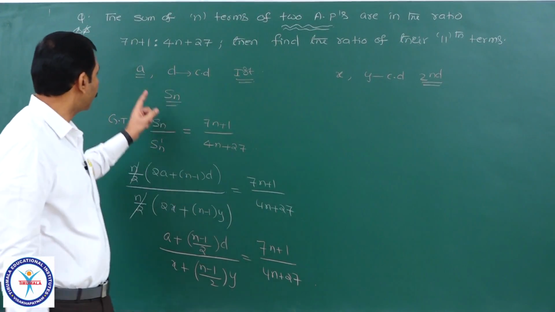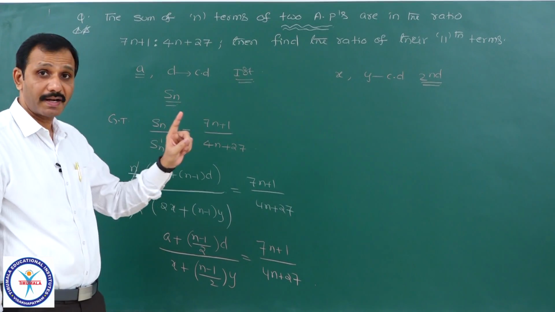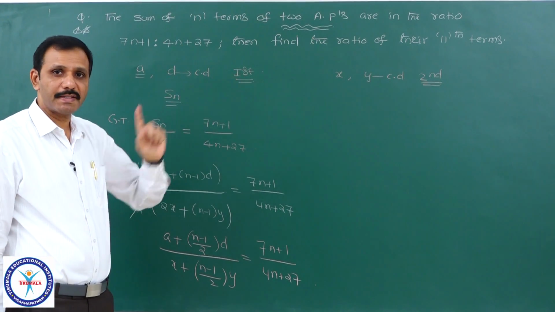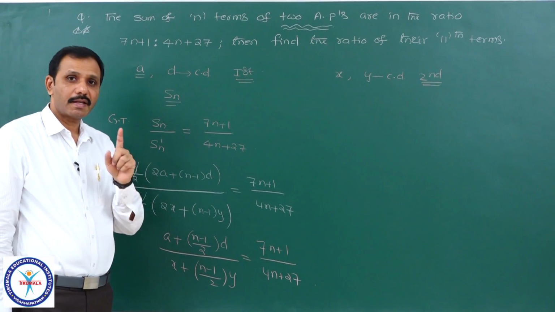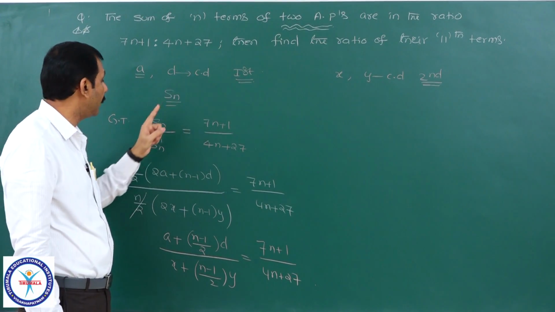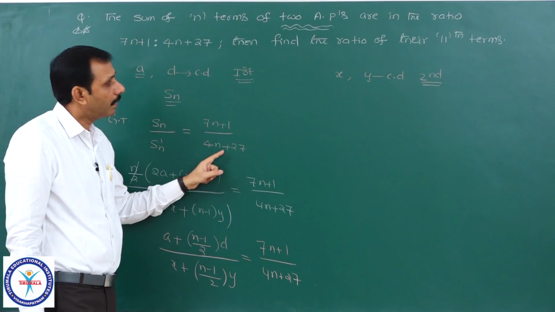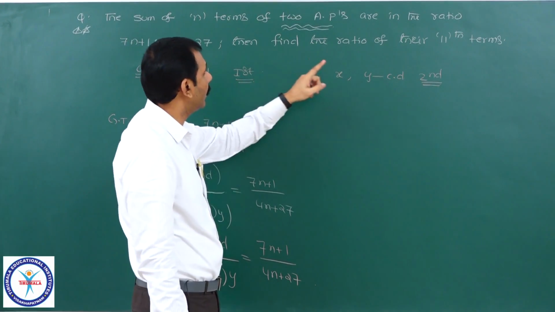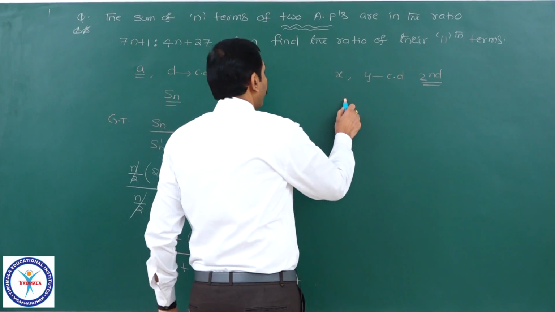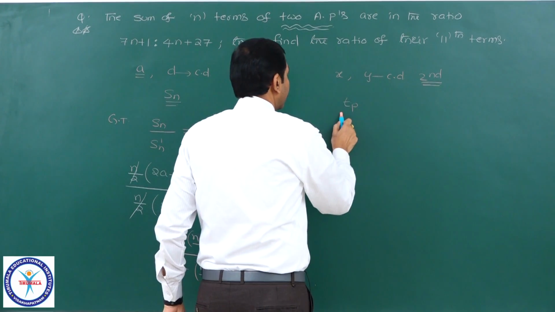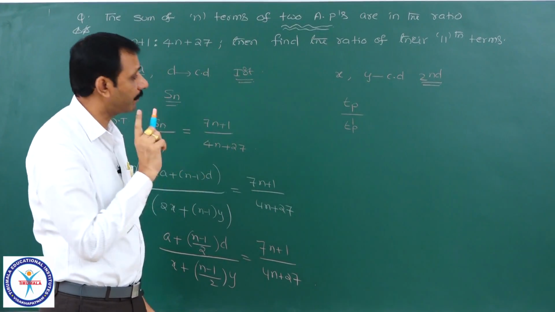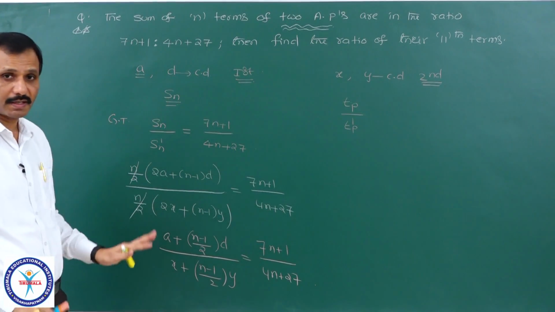See here, this is a very important model. Let us try to generalize it. Here two different APs are given, with the ratio of the sum of the first n terms given. In this particular problem they asked for the ratio of the 11th terms. Suppose I want the ratio of the pth term of the first AP to the pth term of the second AP, how to find it? We will see the generalization of this one.